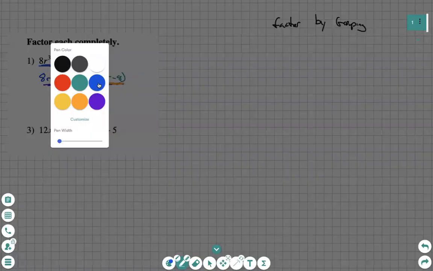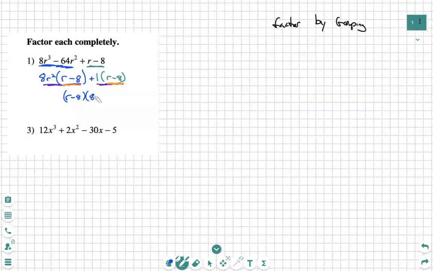R minus 8 times 8r squared plus 1. And that is how you factor by grouping.